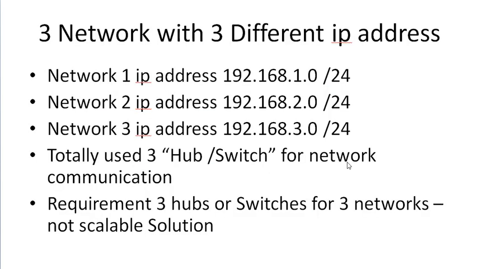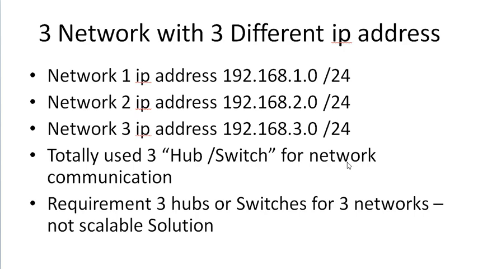So in total there are three networks with three different IP addresses. For example, network 1 has 192.168.1.0, a class C network IP address. Slash 24 means the subnet mask 255.255.255.0. The first three octets are the network part, and the remaining octet is the host part. Network 2 uses 2.0 slash 24, and network 3 uses 3.0 slash 24. So in total we use 3 hubs or switches for network communication.